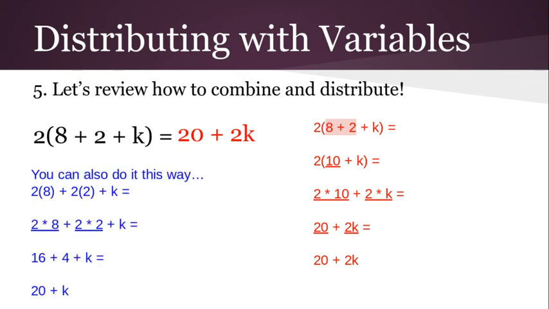It's also important to understand that you can do it this way. Using the distributive property, you can make it 2 times 8 plus 2 times 2 plus 2k. I apologize, the slide should say 2k. That would become 2 times 8 plus 2 times 2 plus 2 times k, which would be 16 plus 4 plus 2k, which would then equal 20 plus 2k. However, there was an extra step in this method. So whichever one works for you, that's the way you go.